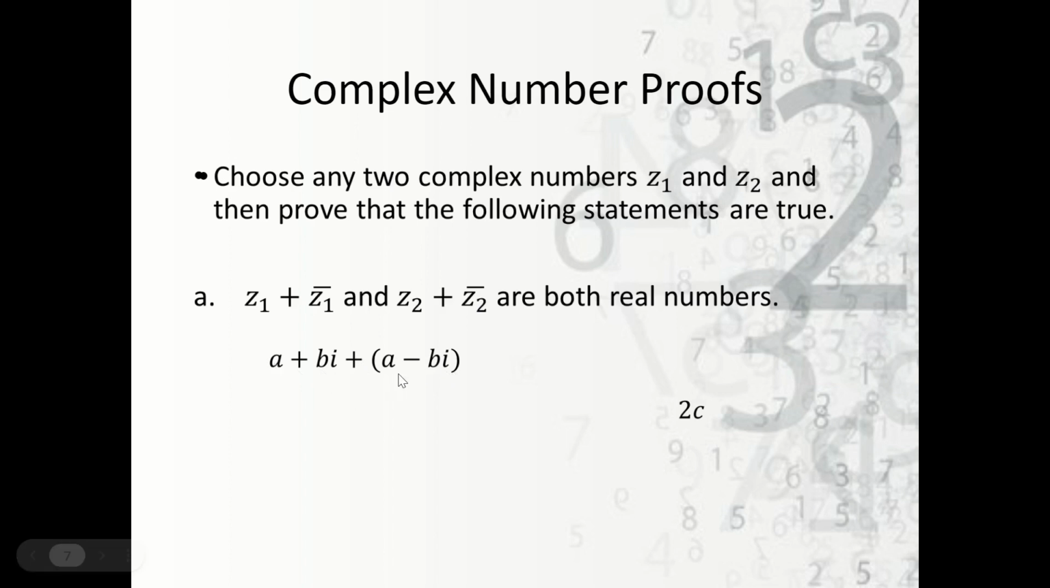Well, we should notice that a plus a is left, and then we have bi minus bi, so those cancel each other out. So all we're left with is a plus a, which is 2a, and that is a real number because there's no i's left. So we were able to prove it that way. So that's true. Now let's try it for the second one. So for z2, we can say c plus di plus c minus di. And again, when we combine these, the di's cancel out, and we're just left with 2c. So this was also true. So we can see that no matter how we do this, we're going to end up with a true statement.